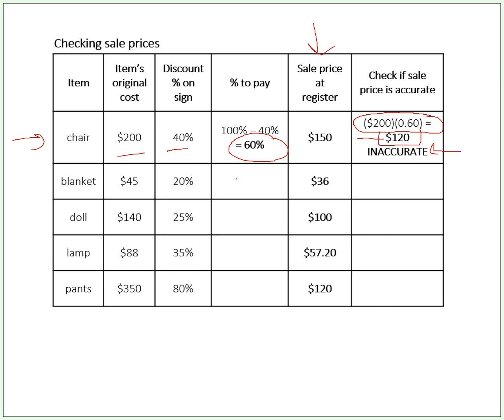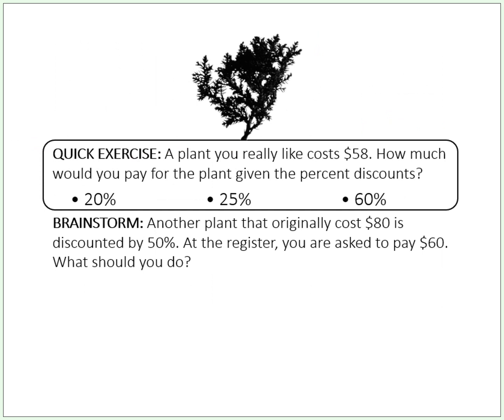And all this is really asking for is if the price that you're given in this column is correct or incorrect. 60% of 200 is 120, not 150, so it's inaccurate. So again, instead of multiplying it by the percentage off and then subtracting it, you can subtract the percentages first, get the percentage you're going to pay, multiply that to get the sale price. So work through those last four and see if you can figure those out. Then you have another quick exercise to work through with a brainstorm. See what you can come up with.